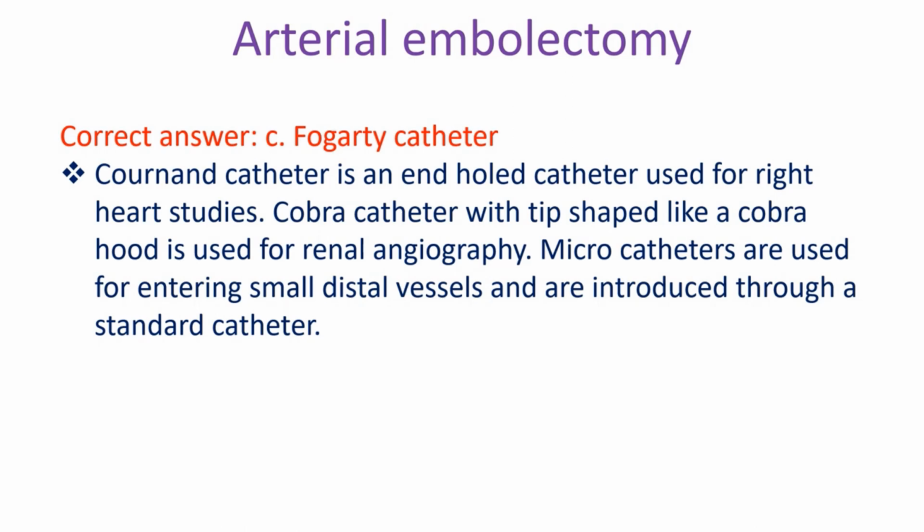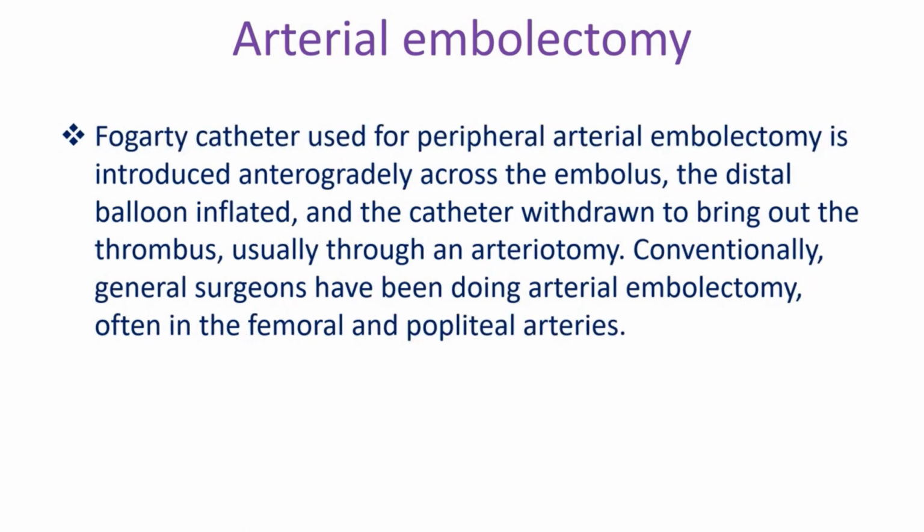Microcatheters are used for entering small distal vessels and are introduced through a standard catheter. Fogarty catheter used for peripheral arterial embolectomy is introduced anterogradely across the embolus. The distal balloon is inflated and the catheter withdrawn to bring out the thrombus, usually through an arteriotomy. Conventionally, general surgeons have been doing arterial embolectomy, often in the femoral and popliteal arteries.